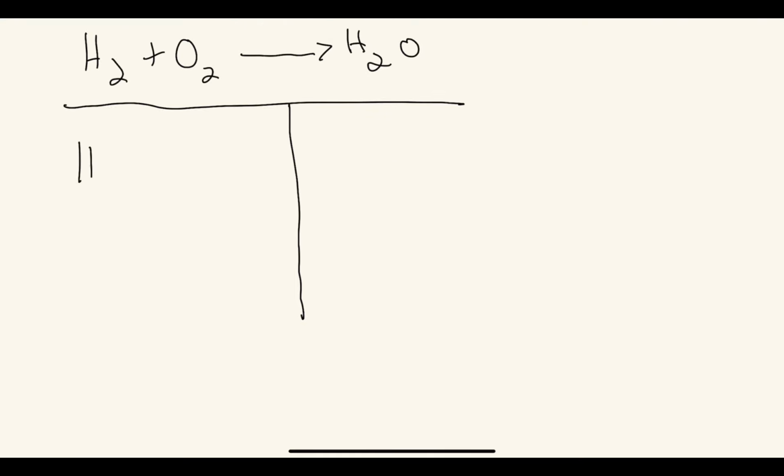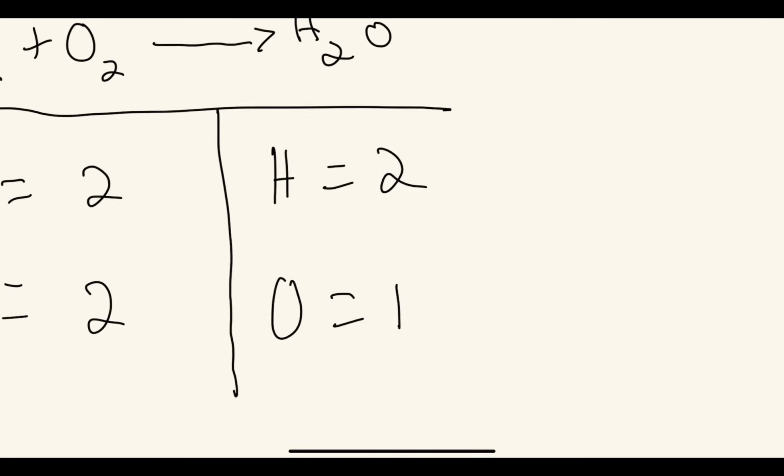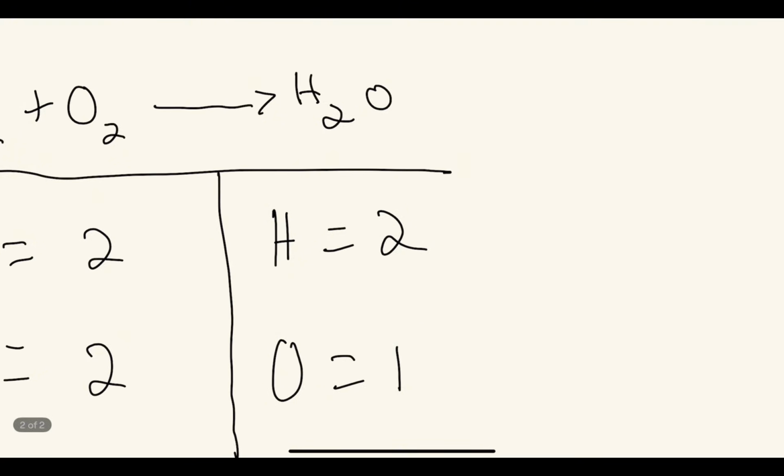So we'll have 2 hydrogen atoms on the left side along with 2 oxygen atoms. And on the right side we'll have 2 hydrogen atoms, as shown by this guy right there. And we'll have 1 oxygen atom because there's no coefficient on the bottom of this oxygen.